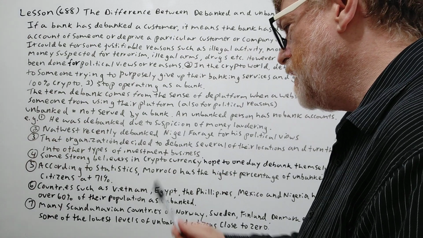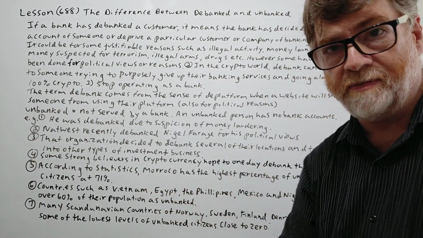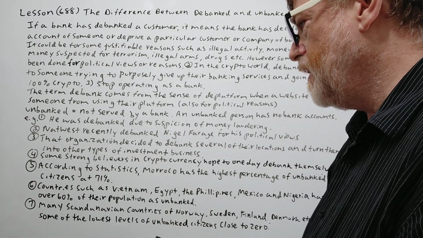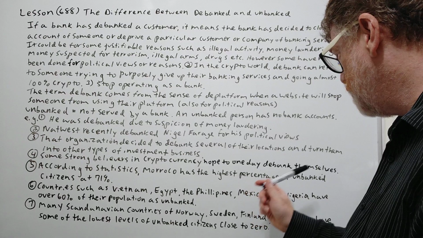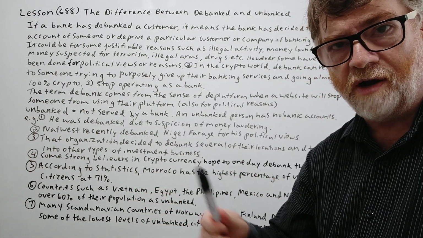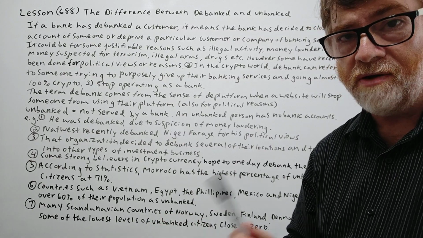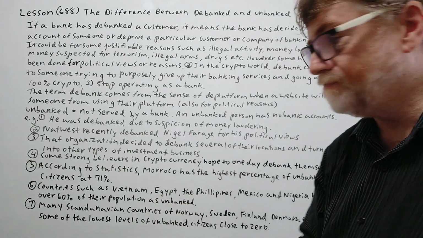Let's continue. Number 4, some strong believers in cryptocurrency hope to one day debank themselves. Okay. Number 5, according to statistics, Morocco has the highest percentage of unbanked citizens at 71%. So even in our modern world today, Morocco, 71% of their citizens have no banks at all. Zero.